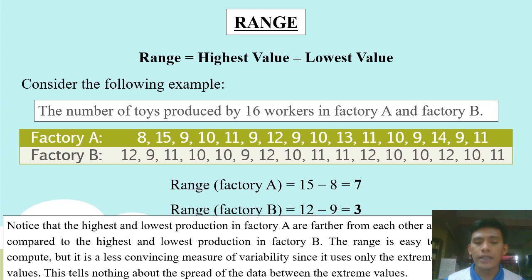Notice that the highest and lowest productions in factory A are farther from each other compared to the highest and lowest productions in factory B. The range is easy to compute, but it is a less convincing measure of variability because it is based only on the extreme values. It tells nothing about the spread of data between the extreme values.